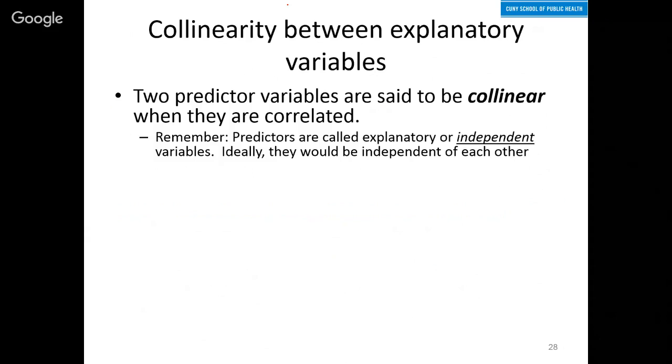Ideally, we also call these independent variables. So ideally, they would be independent of each other. And when they are independent of each other, when you add one variable, it doesn't change the other estimates. It doesn't change the other estimates, and it doesn't change their standard errors. That happens when they're collinear.